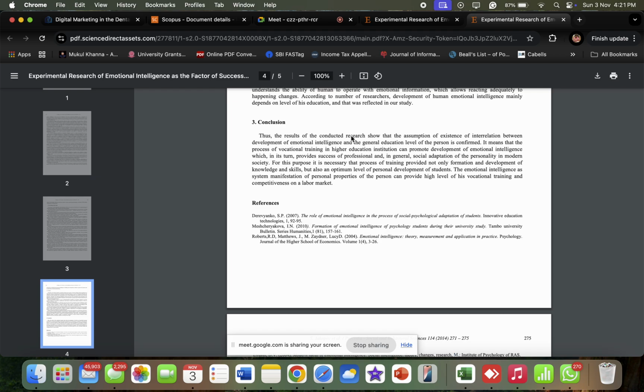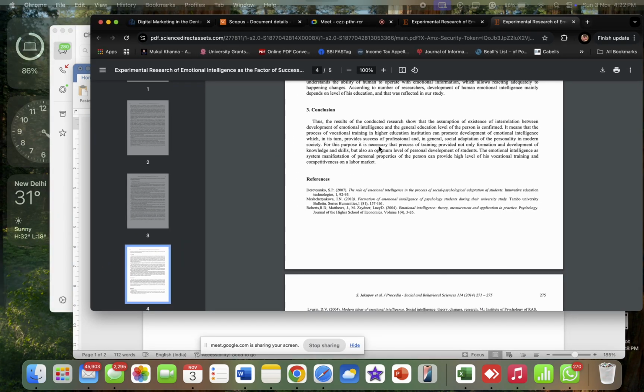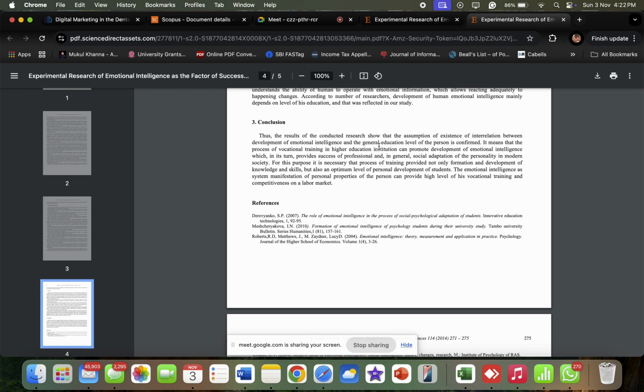Thus the research results show that the assumption of the existence of an interrelationship between development of emotional intelligence and the general education level of a person is confirmed. So basically they concluded that there is somewhat of a relationship between emotional intelligence and general education level. So maybe the more educated the person, the higher the emotional intelligence, I guess.